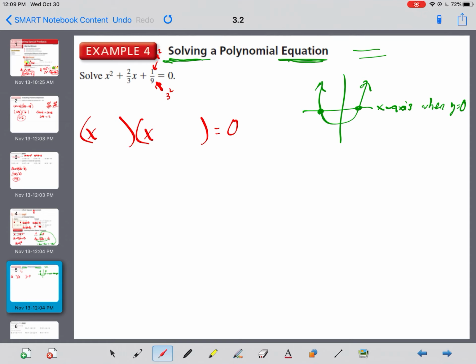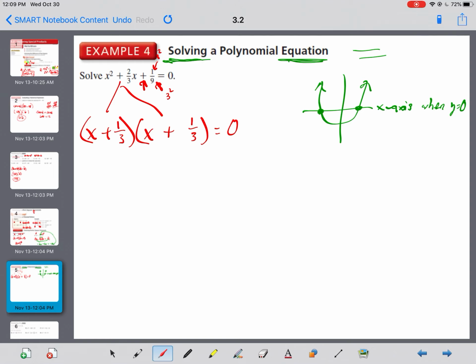Factors of 1/9 are the square roots of the top and the bottom. Square root of the top is 1, square root of the bottom is 3. And then it's plus, plus. I know it because it's a trinomial, it's got a plus at the back, and so the middle goes to both. Now here's what you do when you solve it.